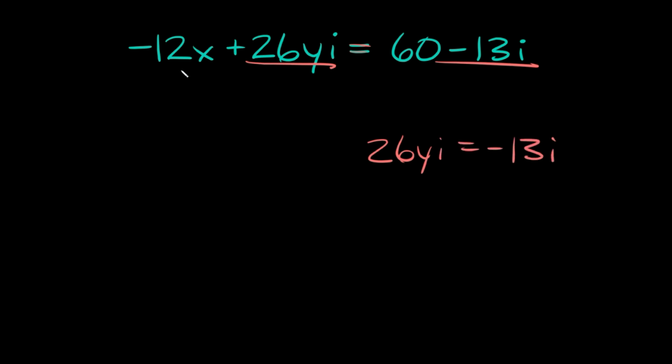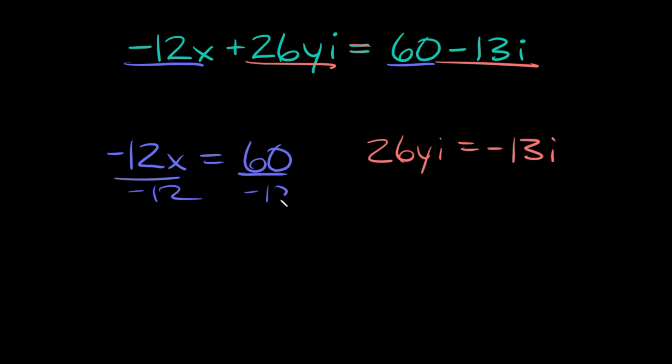All right, and then the other two that we have is negative 12x and 60, right? So we're going to set those equal to each other. So negative 12x is equal to 60. All right, so to solve for x over here, we'll just divide both sides by negative 12. So then here we get that x is equal to negative 5, right?